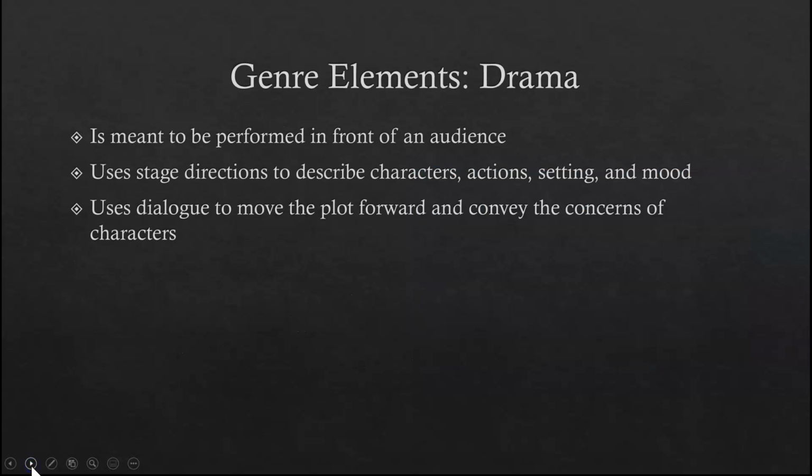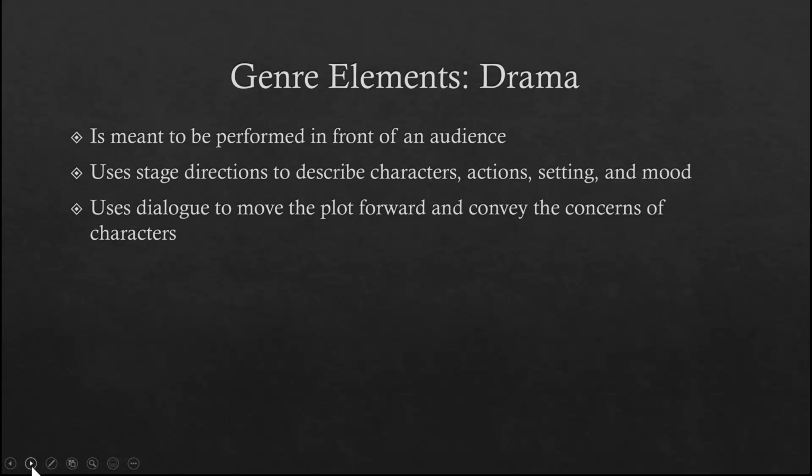In general, there are a few genre elements of drama. It's meant to be performed in front of an audience, and it's meant to be read out loud. I'm going to go ahead and add that in there, because if you read a play by yourself and it's complete dialogue, there's not a lot of narration like there would be in a novel, it can be very difficult to kind of grasp what's going on. And so seeing it and reading it are two completely different things.